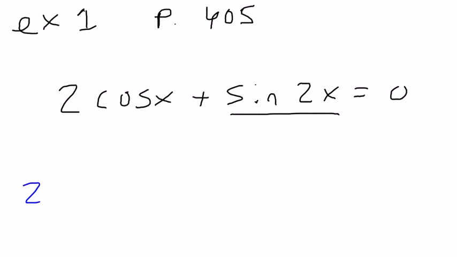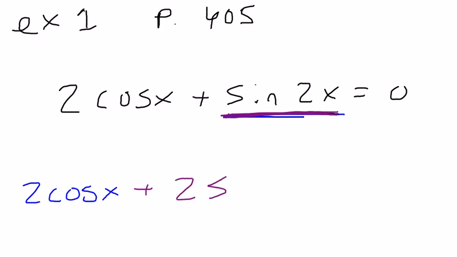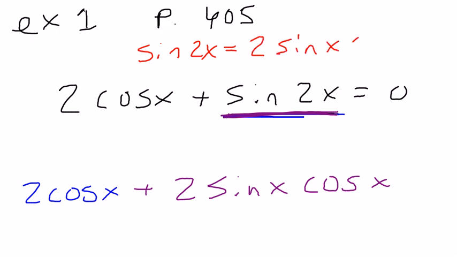I'm going to keep 2 cosine the same, but I'm going to turn sine of 2x, and I'll change it to a different color, into 2 sine of x cosine of x, because the formula says that anywhere I see sine of 2x, I can put in 2 sine of x cosine of x. I'm using x, but as long as all these angles are the same, it doesn't matter. The book uses u. On the sheet I gave you, it's also u. So it doesn't matter which one you use.